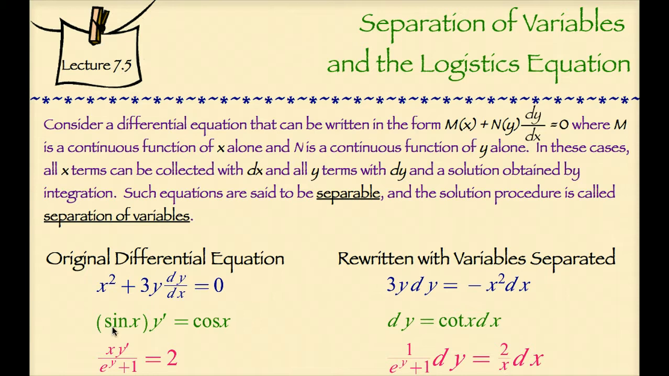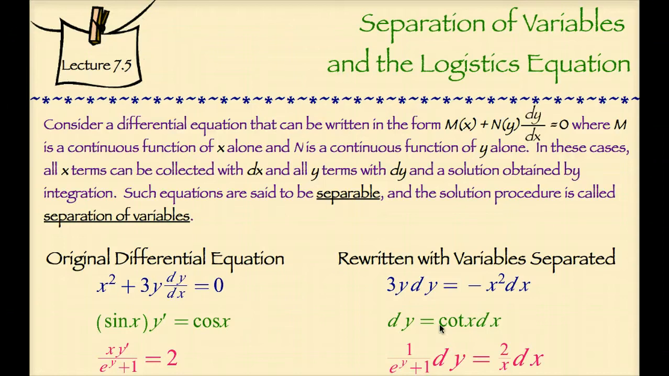In this equation, we have sine x y prime equals cosine x. Rewritten with variables separated, dy equals cotangent x dx. Dividing by sine gives us cosine over sine, which is cotangent, and then y prime, when written as dy over dx, gives a dx that can be multiplied to the right side of the equation, resulting in dy equals cotangent x dx.